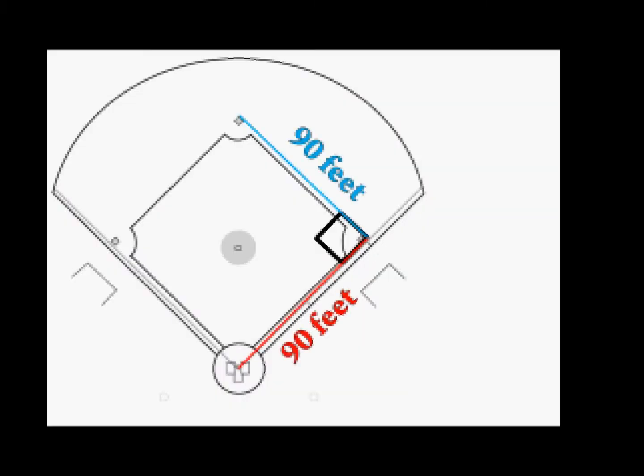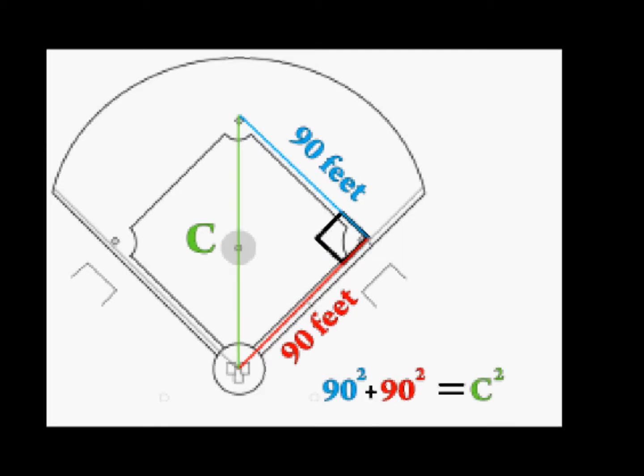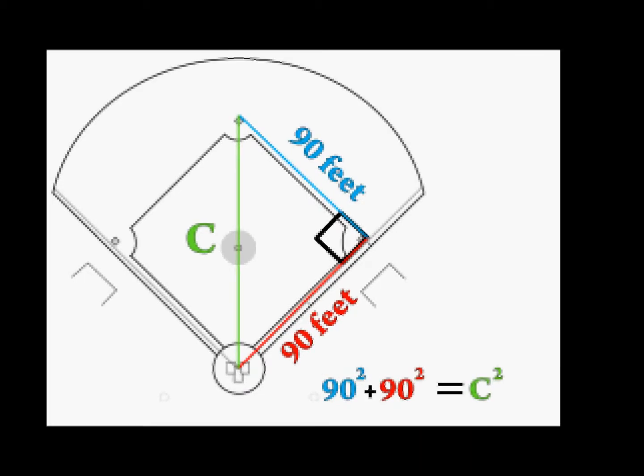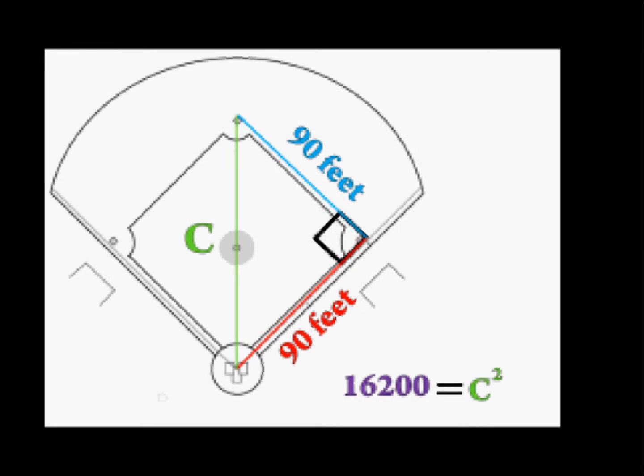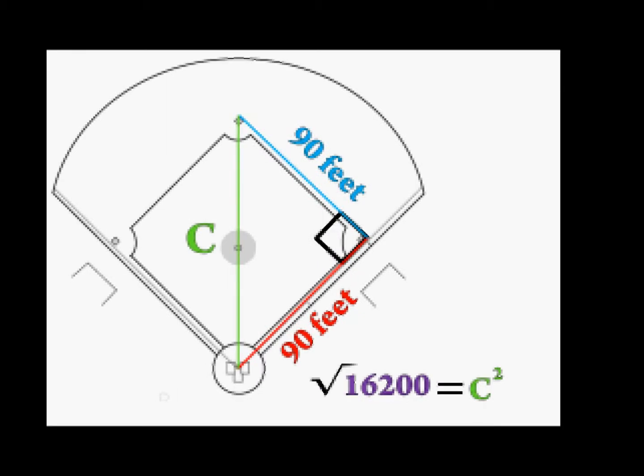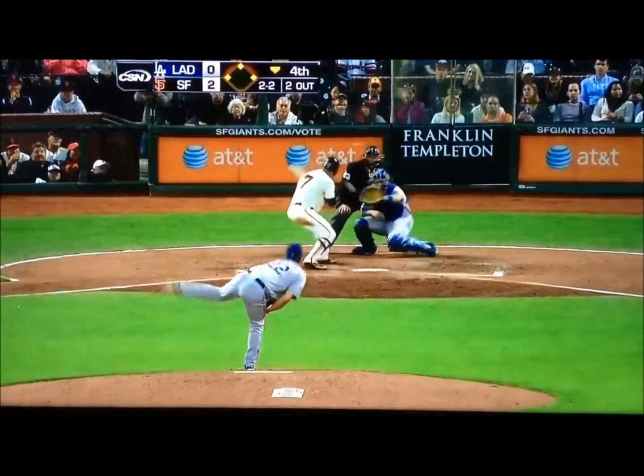In a baseball field, bases are 90 feet from each other, so from home to first and first to second is 90 feet. This forms a right angle. The hypotenuse, or C, is from home to second, so 90 squared plus 90 squared equals our distance squared. 90 squared is 8,100. Add it together and we get 16,200 equals C squared. Square root both sides, and the distance from home to second is 127.28 feet.